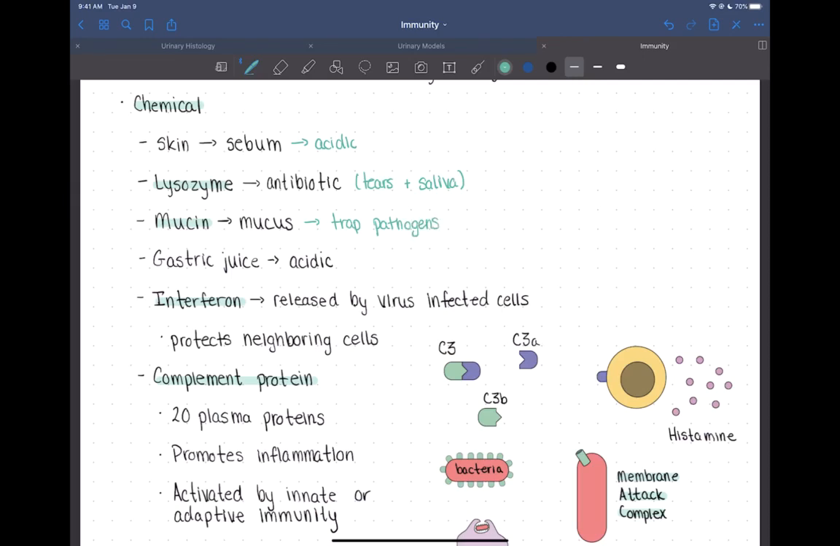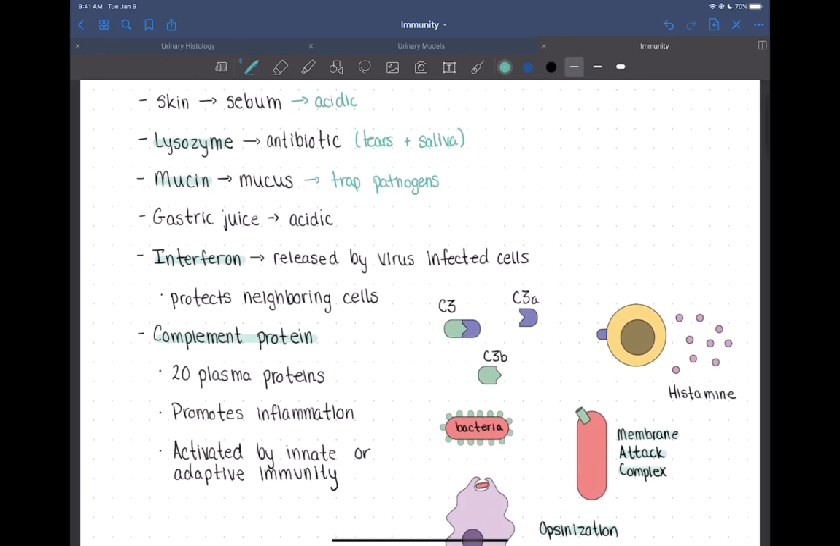Okay, and then the stomach we know makes its gastric juices, which are extremely acidic. Again, that acidity is very harmful to pathogens and will frequently kill them.